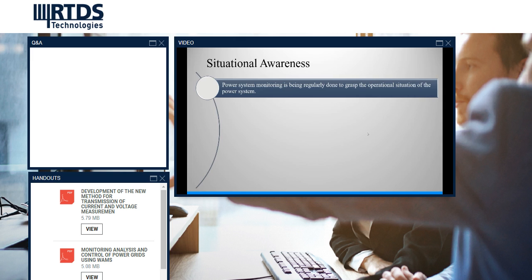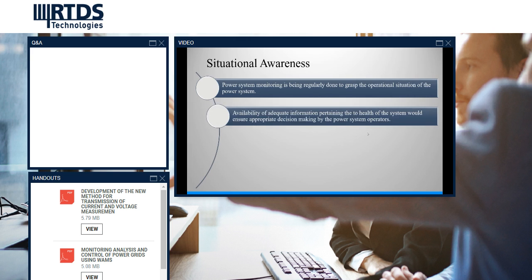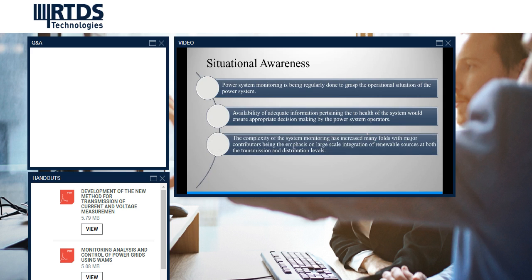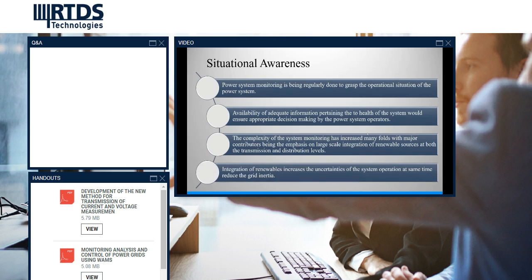Power system monitoring is being regularly done to grasp the operational situation of the power grids. Availability of adequate information pertaining to the health of the system would ensure appropriate decision making by the power system operators. The complexity of the system monitoring has increased many folds, with major contributors being the emphasis on large-scale integration of renewable sources at both the transmission and distribution levels. Integration of renewables increases the uncertainties of the system operation, and at the same time reduces the grid inertia.